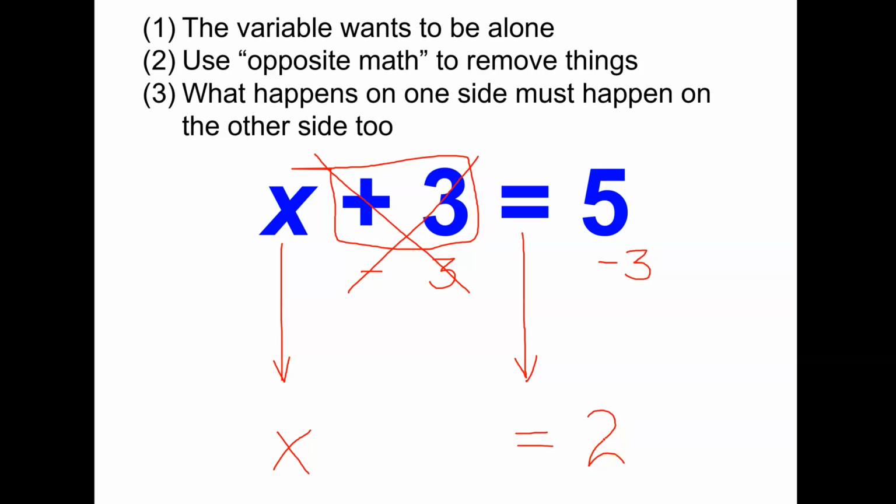That means to check our work, we can go back to the original problem and replace the letter x with a 2. If the math then works out, we've done our algebra correctly. 2 plus 3 equals 5.